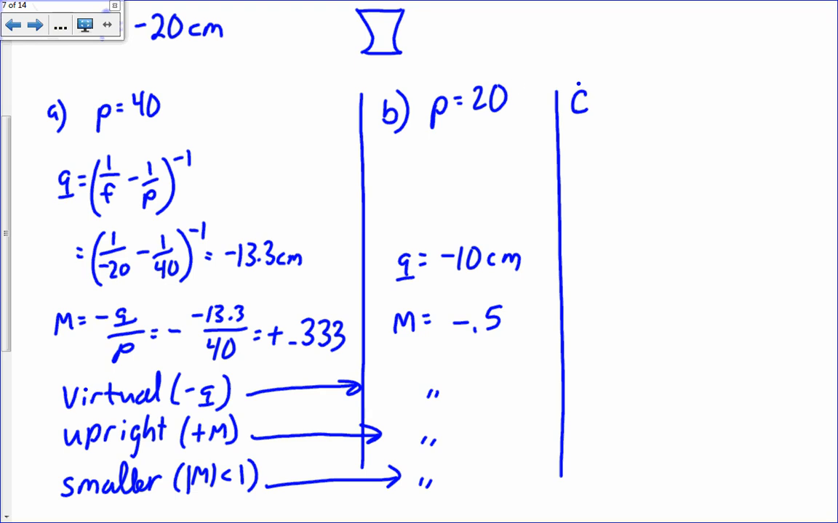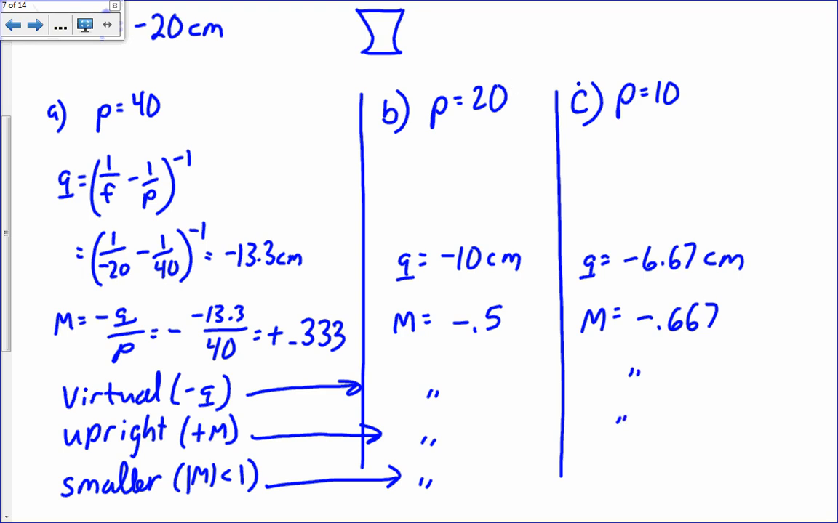And then for part C, you should try these on your own just to make sure that you can do the mechanics of the equations. So here p is equal to 10. You get q equals negative 6.67 centimeters. m equals negative 0.667. Virtual, upright, and smaller image for the same reasons as part A.